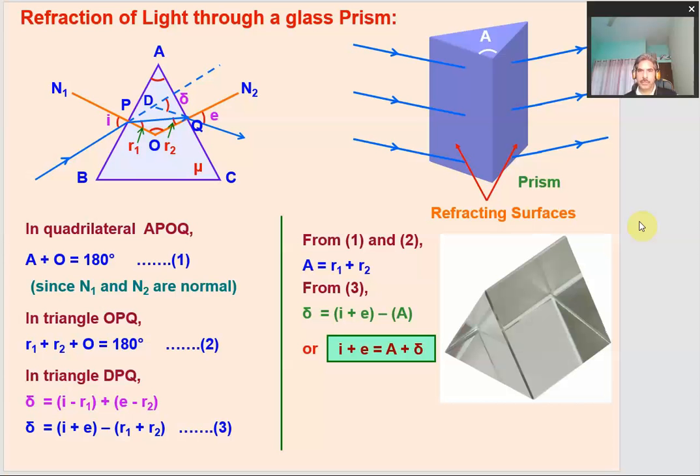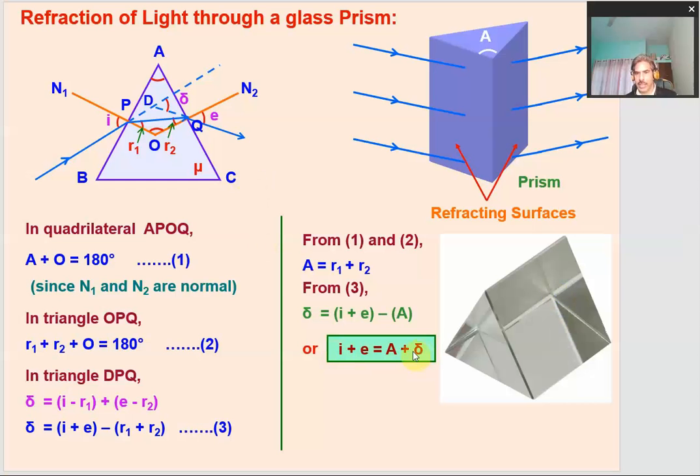Hello everyone, welcome again. In the first part we discussed the combination of lenses and the prism formula. So this is the prism formula: angle of incidence plus angle of emergence is given by angle A plus angle of deviation. This formula is called the prism formula, and it is the relationship between the angle of incidence, angle of emergence, angle of prism and angle of deviation for the light ray produced by this prism, right?